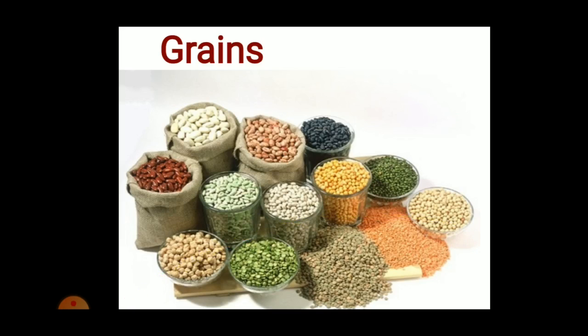Next one, grains. Grain is a small, hard, dry seed. Two main types of commercial grain crops are cereals and legumes. Wheat, maize, rice, beans, peas, barley and millets are some of the whole grains.